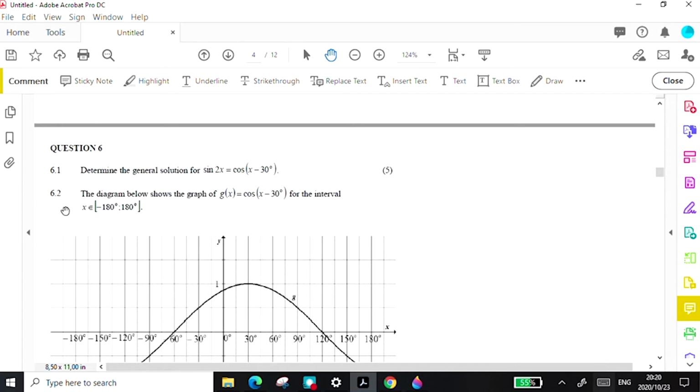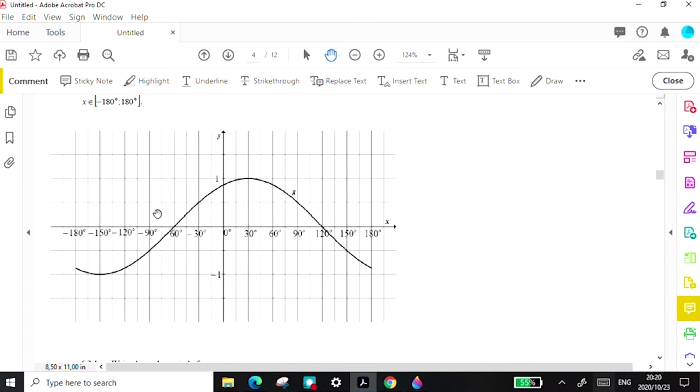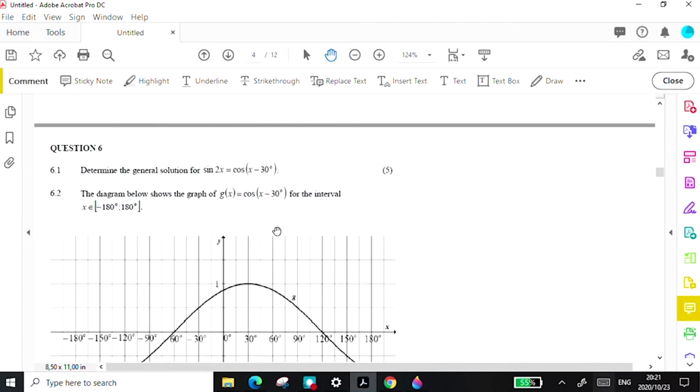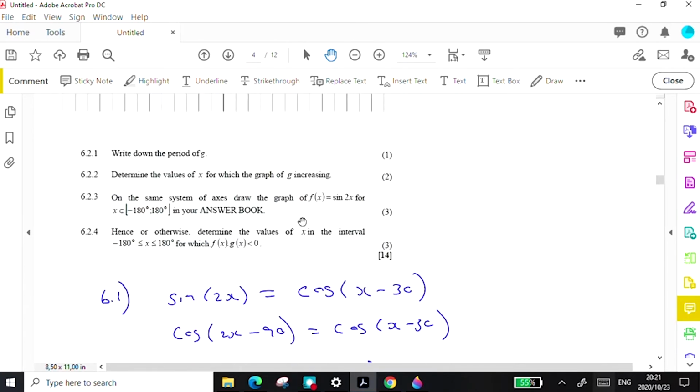Now for 6.2, a diagram is given below with g of x equals cos of x minus 30 for the interval minus 180 to 180. We are required to write down the period of g. G is cos of x minus 30. It is exactly the same as cos x, but shifted 30 units to the right. So its period should be 360 degrees.